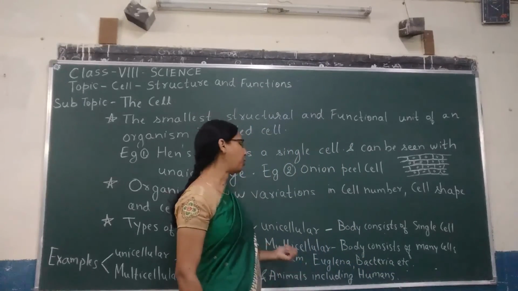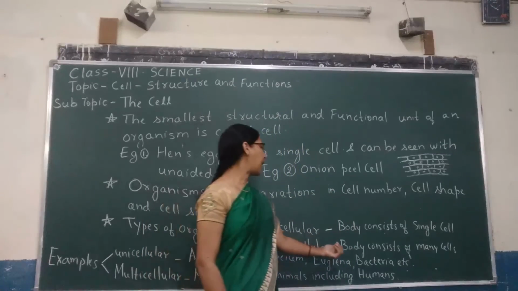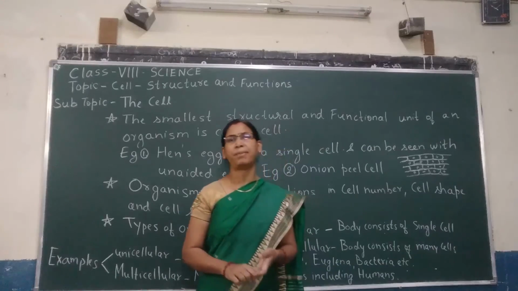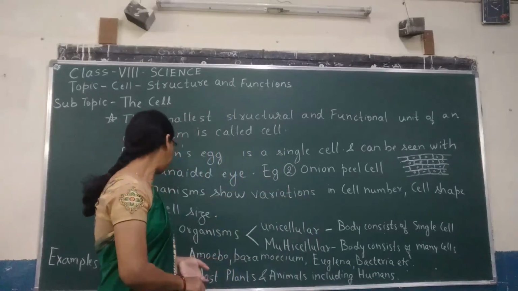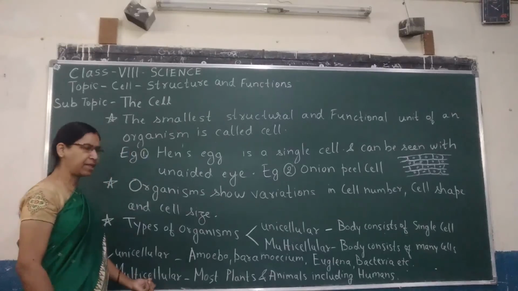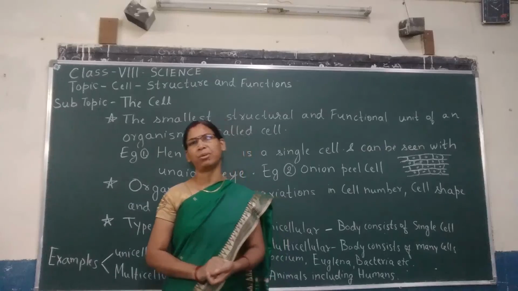Now let us see what do you mean by multicellular organisms. So, organisms whose body consists of many cells are called multicellular organisms. Examples for multicellular organisms are most plants and animals, including human beings.